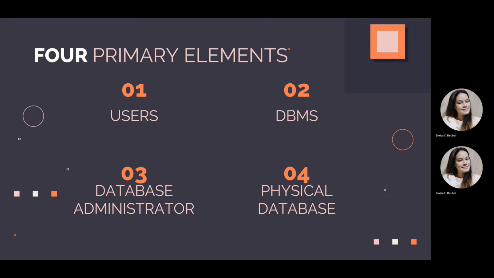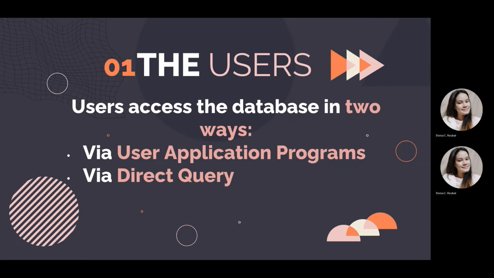In the presented illustration a while ago, the four primary elements are the users, the DBMS or Database Management System, the database administrator, and lastly the physical database. I will discuss each of the elements and the other concepts or processes related to them. Our first element is the users. They are the ones who access the database, and they can do that in two ways. First is via user application programs that the systems professionals prepare, and second is via direct query.